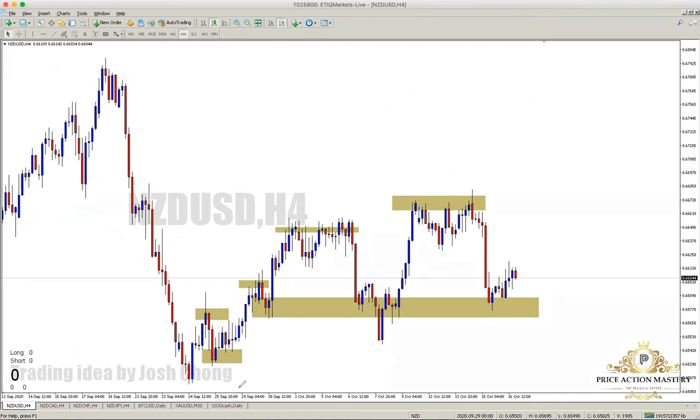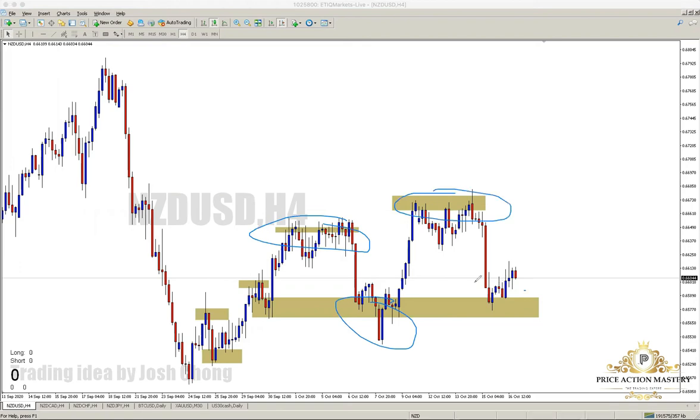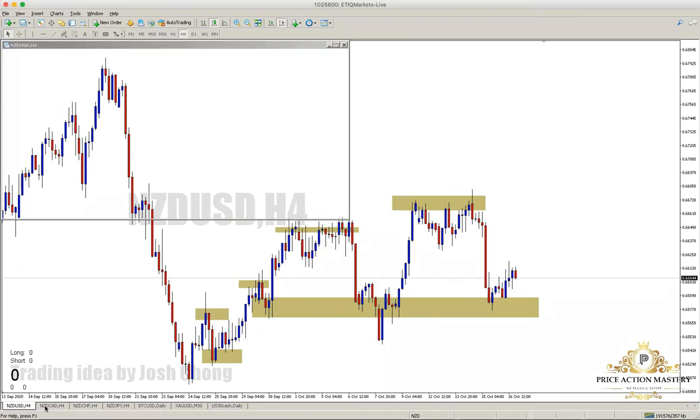So NZD USD. For this pair, I would much more favor it. We can see higher high, higher low, and then higher high. This is the higher low, and then this is over this higher area. I can see the setup I want has already formed, so I'll be looking to buy for that.